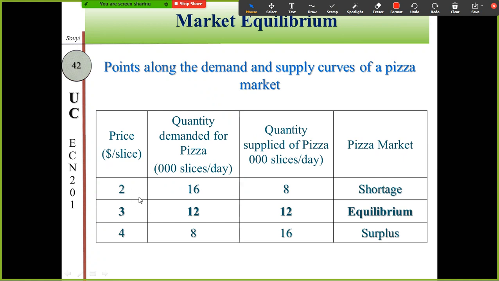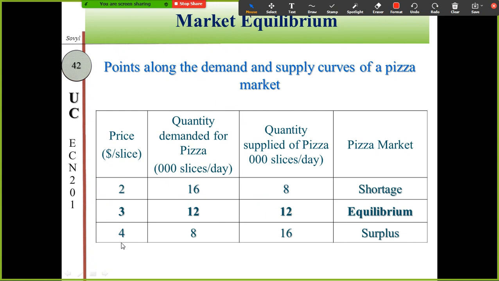So in order to have enough for everyone, the price must go up from 2 to 3. From 2 to 3, quantity supplied goes up, however quantity demanded goes down. Because at a high price, buyers buy less and sellers sell more. So 12,000 demanded, 12,000 supplied: equilibrium.